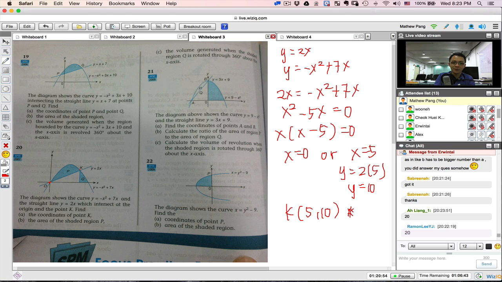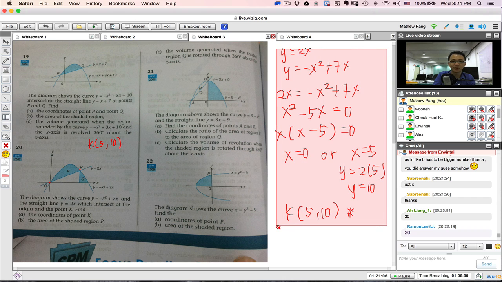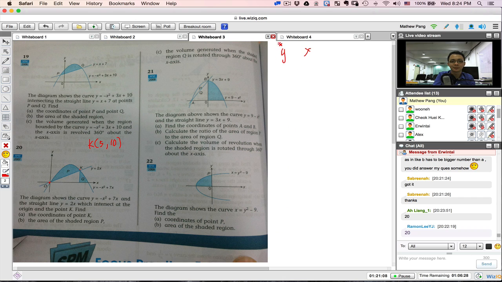Alright, then we go to B. So let me write down the coordinate here, because maybe we need to use it later. Not maybe, I think we will use it later. So I'm going to erase this one because I need more space here. Okay, then he asks you to find the shaded region of P.